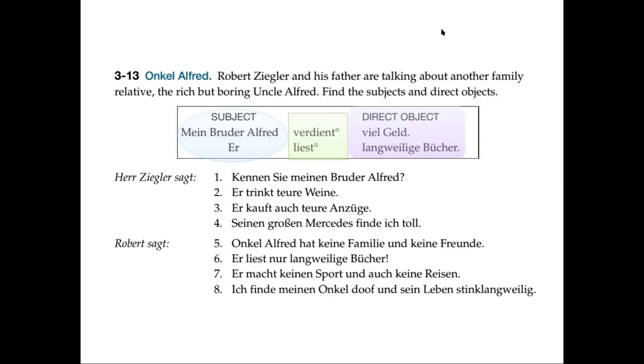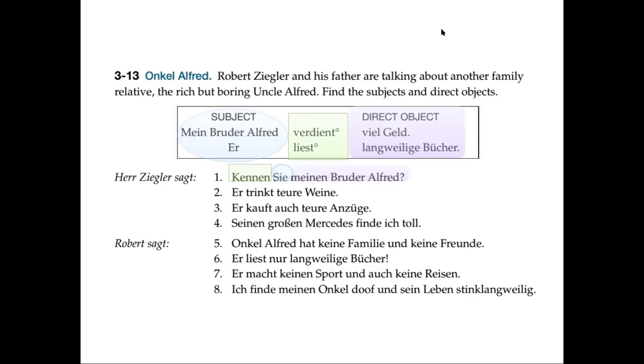So Herr Ziegler says, kennen Sie meinen Bruder Alfred? So our verb here is kennen. We're starting with a verb and we have a question mark at the end. So what type of sentence is this? That's right, a yes-no sentence. My subject has to stick next to my verb. So in a yes-no question, which starts with a verb, the very next thing after that verb has to be my subject. In this case, it's the Sie, you formal. So do you know? Whom do you know? Meinen Bruder Alfred.